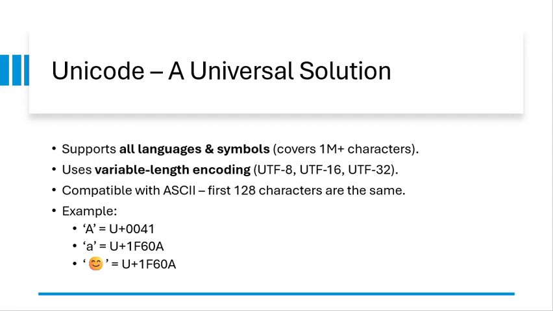There are also some examples of Unicode encoding for capital A, small a, and the emojis. You can see that capital A is U+0041, and small a is similarly U+0061. And this emoji has a Unicode encoding of 1F60A.